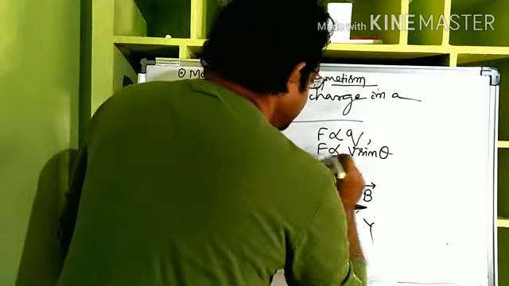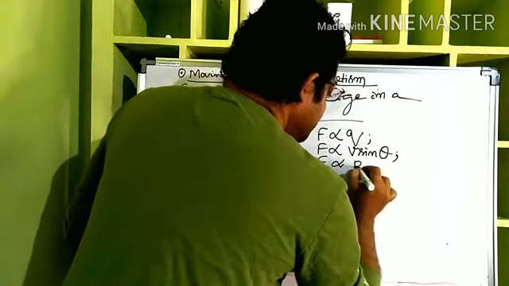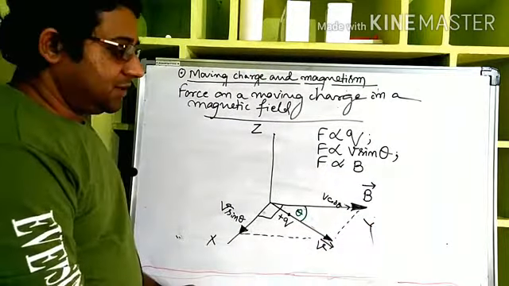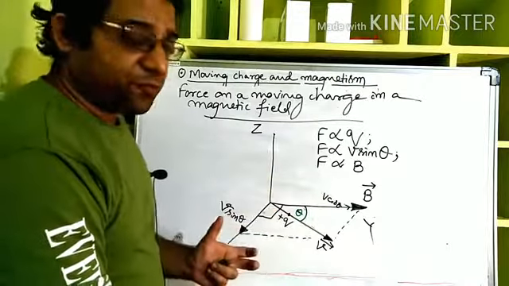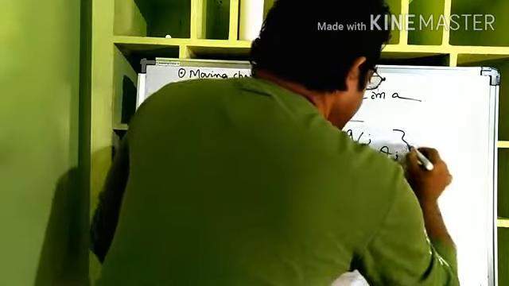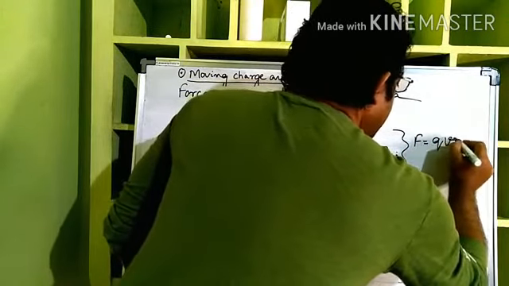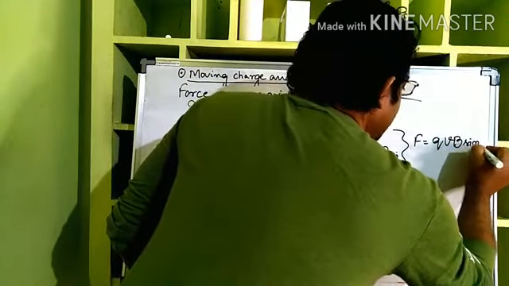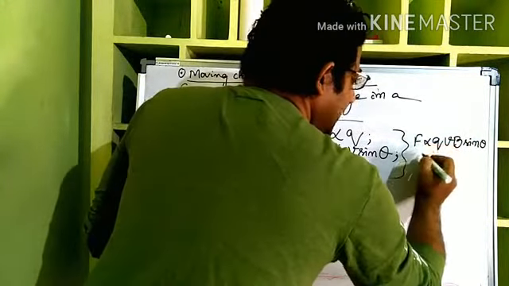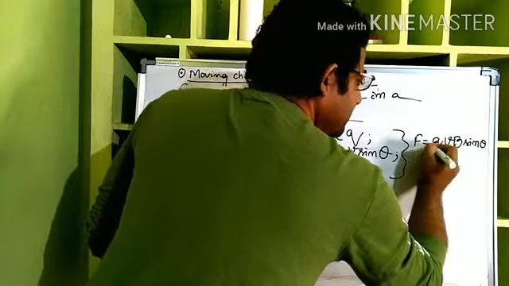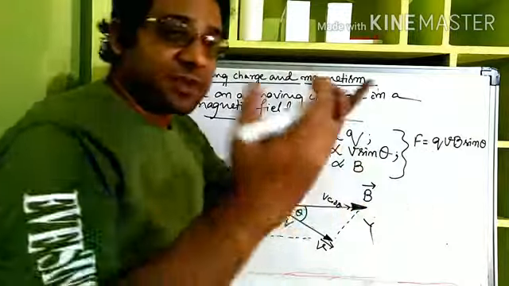And also seen that the force is directly proportional to the strength of the magnetic field. So if the applied magnetic field is stronger, it will experience more force. Writing all this together, F is equal to QVB sine theta. Now F is directly proportional to QVB sine theta, but F is equal to some constant into QVB sine theta, and B is defined in such a way that that constant becomes 1.